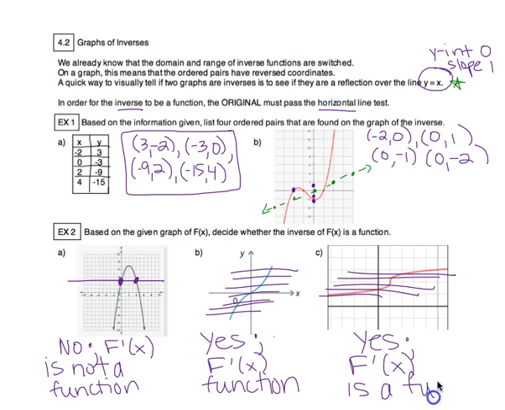So this one's pretty short and sweet. It's just one quiz, one section. Make sure you ask if you have questions.